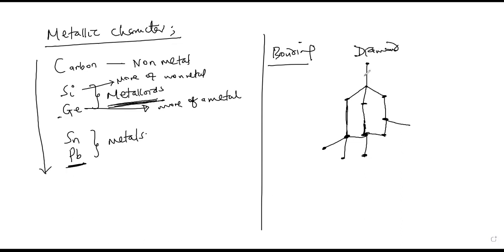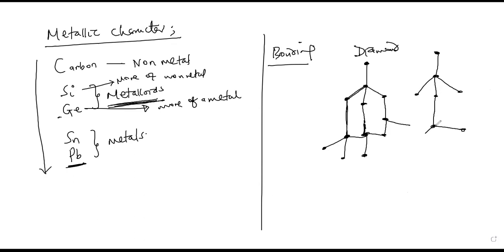We know that in diamond, each carbon atom is covalently bonded to 4 other carbon atoms. If this carbon atom is bonded to 4 others, this is one, it is bonded to this one, 2, 3, 4. And as a result, we form a tetrahedral structure. And this tetrahedral structure is continuous in that you end up forming a giant molecular structure. Even this one will be bonded to four others. This one will be bonded to four others.